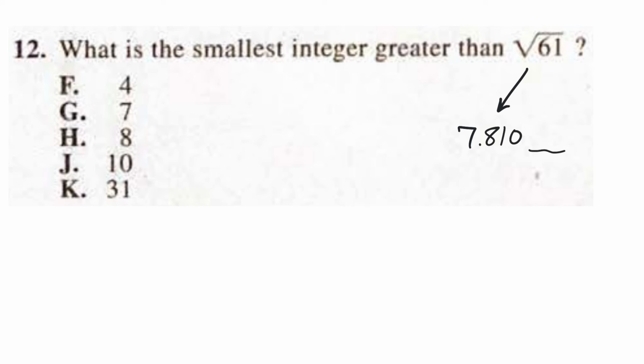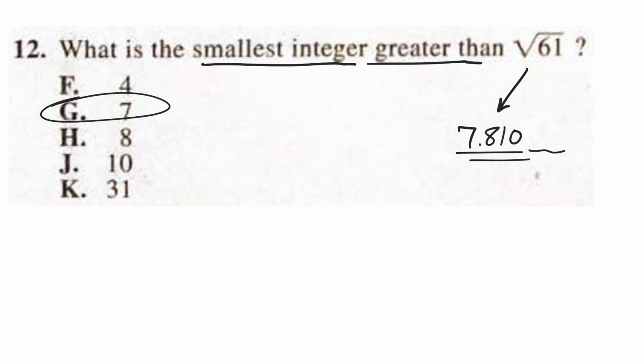So make sure that we read. It says, what is the smallest integer greater than the square root of 61? I think a lot of people might have picked 7 here, but 7 is not greater than this amount. 8 is the one that is actually greater than this amount. Again, turn your irrational numbers into actual numbers.